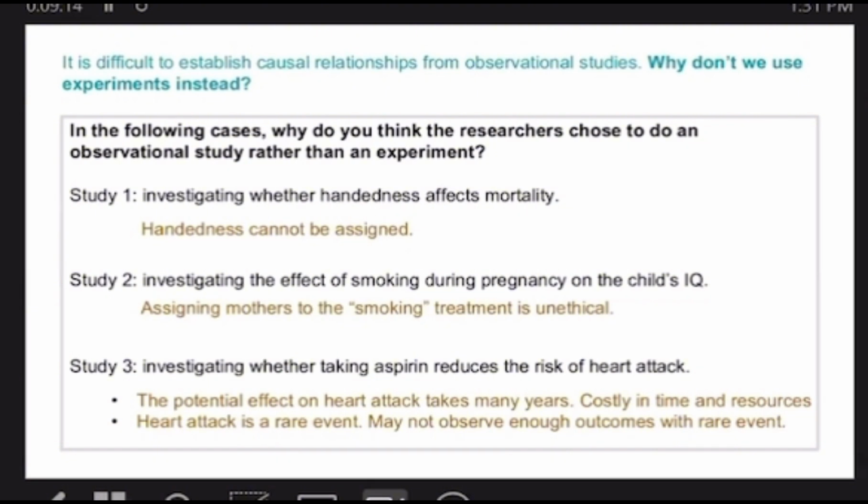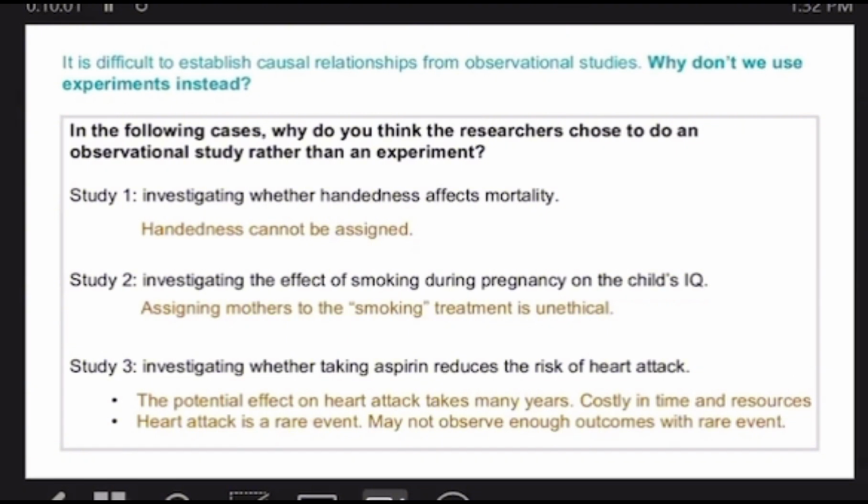Number one, investigating whether old age affects mortality. Of course, we all know age cannot be assigned. Another one, investigating the effect of smoking during pregnancy on the child's IQ. If I want to conduct an experiment in this situation, I have to assign pregnant mothers to smoking, to the experimental group, telling them, I need you to be smoking. And of course, I want to believe that is unethical. So even though that will give us the best result, it's not feasible.